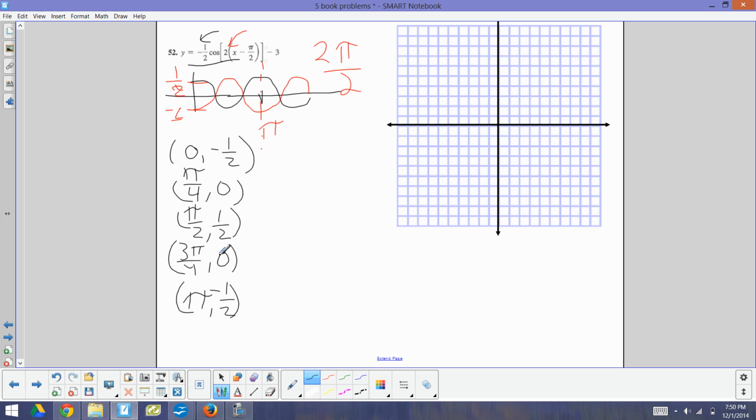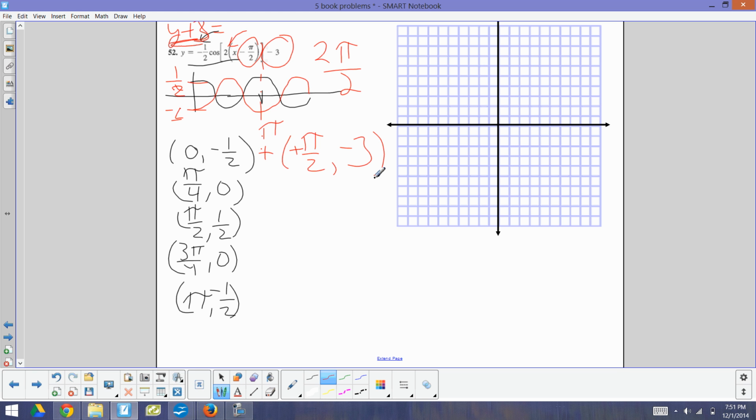Now let's do my movement. Minus pi over 2 moves it to the right, so I'm going to add a positive pi over 2 to the right. -3 there moves it down 3. You can think of it with the y, because if I added it to the other side, it would be y plus 3 is equal to. It's with the y, opposite of positive is negative, so -3. So I'm going to add that point to all of my points.